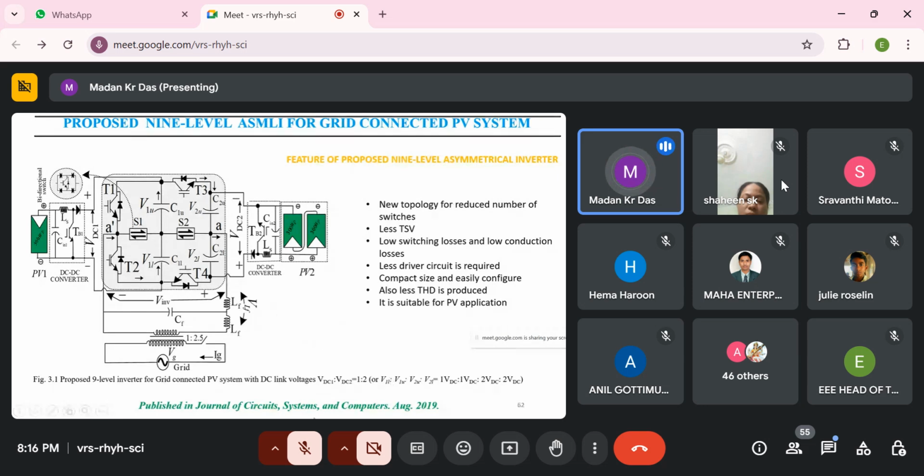So this inverter was published in the Journal of Circuits, Systems and Computers in August 2019. This topology is new for reduced switch inverters, with less total standing voltage, low switching losses and conduction losses, and fewer driver circuits. We use fewer switches, so fewer driver circuits are needed, and it is compact in size with less THD, and it is used for renewable PV applications.